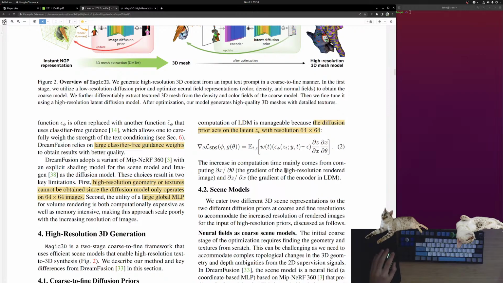The increase in computation comes from computing dx d theta, the gradient of the high resolution rendered image, and dz dx, the gradient of the encoder in LDM. So z is the latent, so the derivative of the latent with respect to the image, and then the derivative of the image with respect to the parameters of the multi-layer perceptron, right? And you can chain rule that. So if you know the derivative of the latent with respect to the parameters of the MLP, you can decompose it, and then you can find the derivative of the image with respect to the parameters of the MLP.